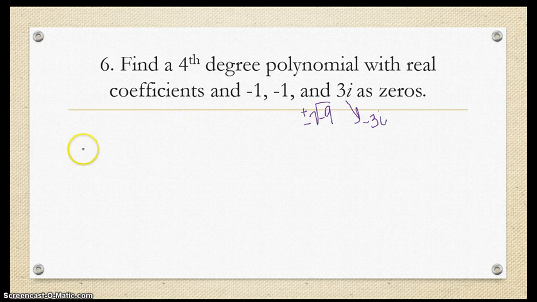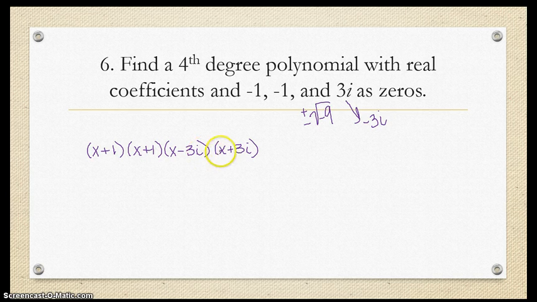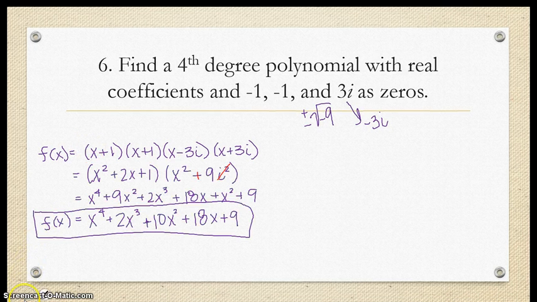To find that polynomial, I'm going to take my zeros and use them to write out my factors. Then I'm going to multiply my factors to get my final polynomial. I'm going to call mine f of x. Go ahead and do that. Okay, I ended up with x to the 4th plus 2x cubed plus 10x squared plus 18x plus 9. Do make sure you write these in the correct order and that you are simplifying.